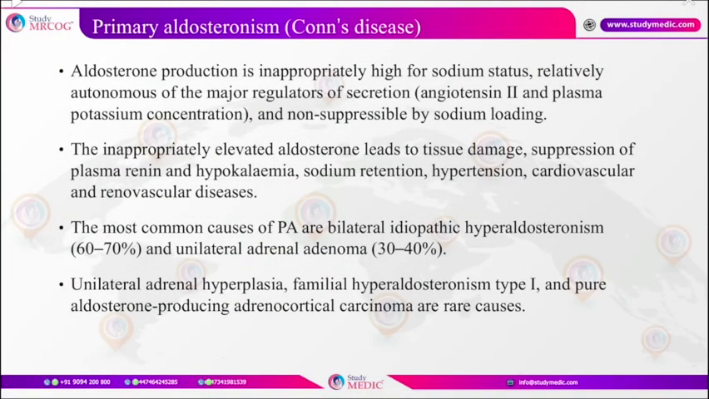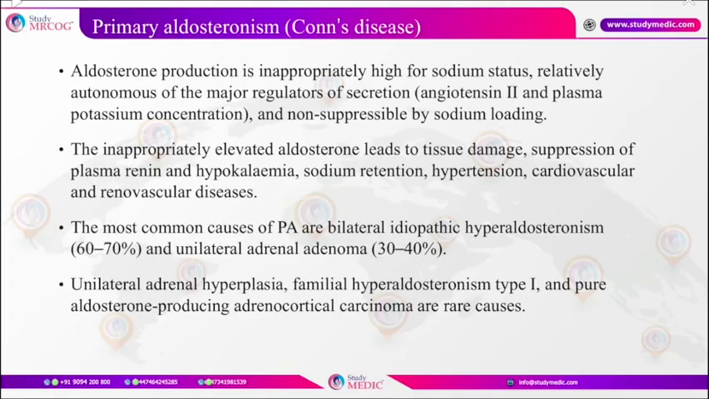Talking about primary aldosteronism, that is nothing but Conn's disease. People always get confused between Conn's disease, Addison's disease and Cushing syndrome, so I hope the slides will be helpful for you. Aldosterone production is inappropriately high for sodium status and relatively autonomous of the major regulatory secretagogues. We know that angiotensin 2 is very important in terms of regulation.